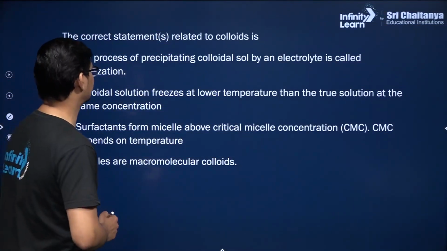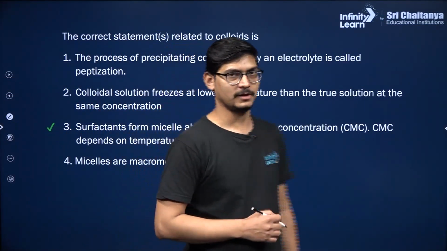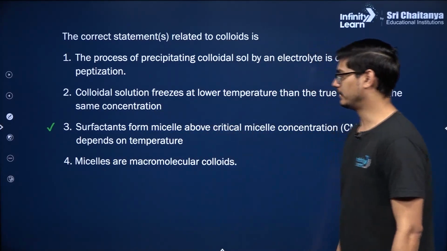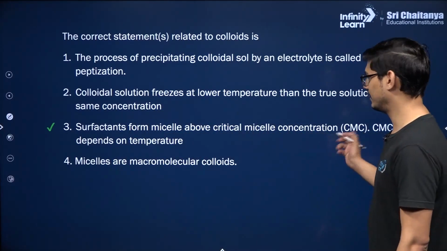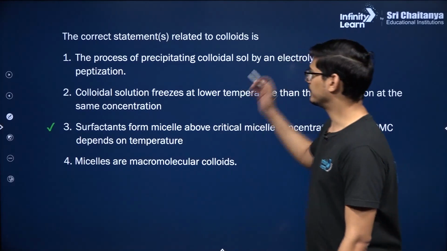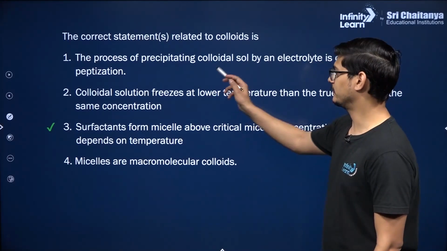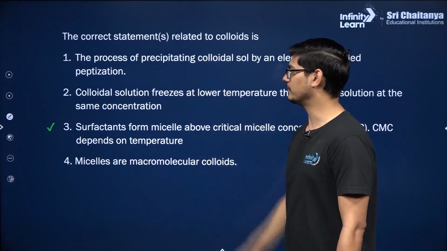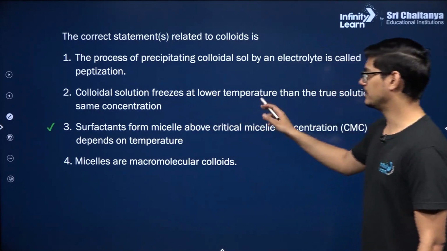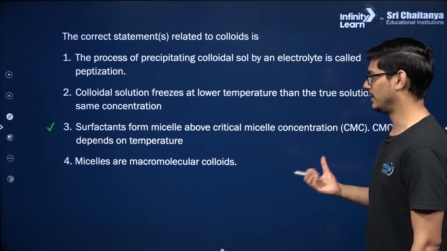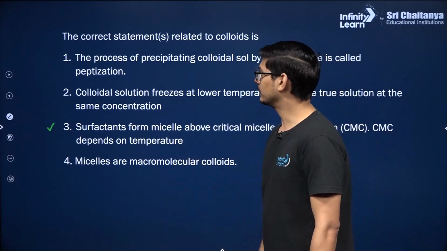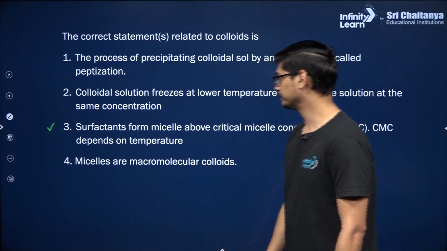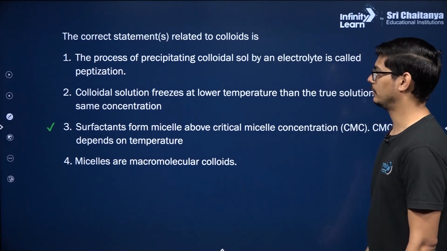First question was the correct statement related to colloids, and the answer to this question is this: surfactants form micelle above CMC, yes, and it depends upon temperature. The remaining statements are incorrect. The process of precipitating colloidal sol by an electrolyte is not peptization, it is a process of preparation of colloid. Colloidal solution freezes at higher temperature because of the higher particle size. Micelles are macromolecular, right? So, that is true, right? They are associated colloids, they are not macromolecular.